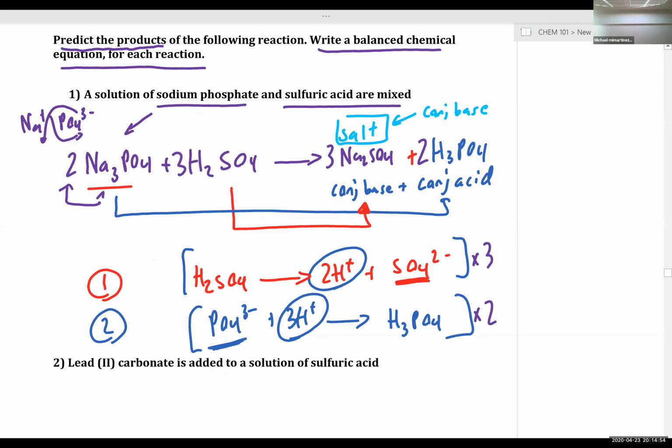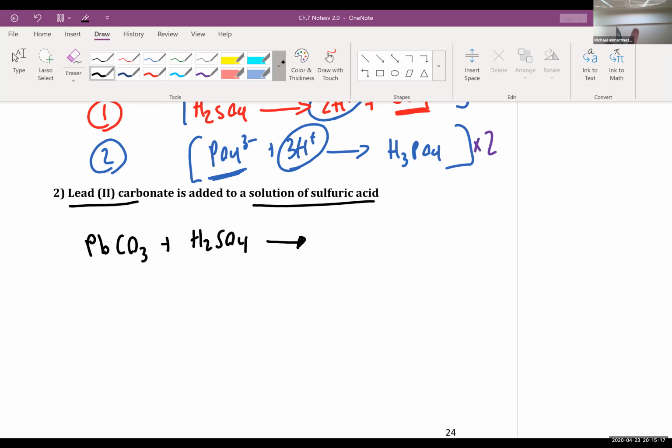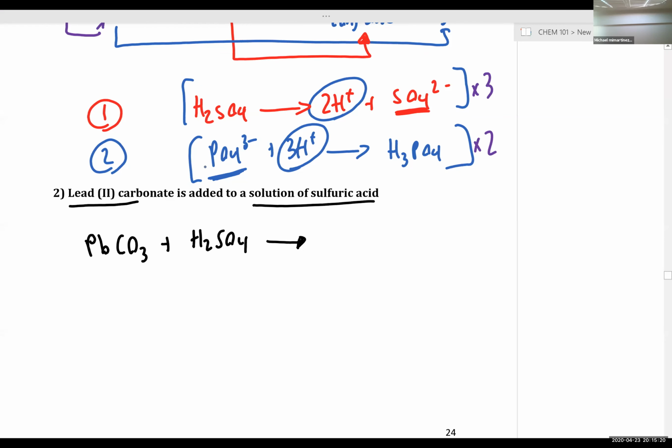So we have lead carbonate added to a solution of sulfuric acid. So we have PbCO3 plus H2SO4, and we're trying to predict the products of this reaction. Okay, so let's play a game now. I'd like you to tell me, what is our basic species? What is our base in this reaction? What is our anionic species? Yep, exactly right.